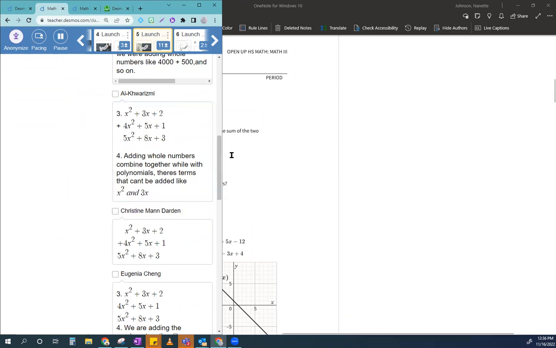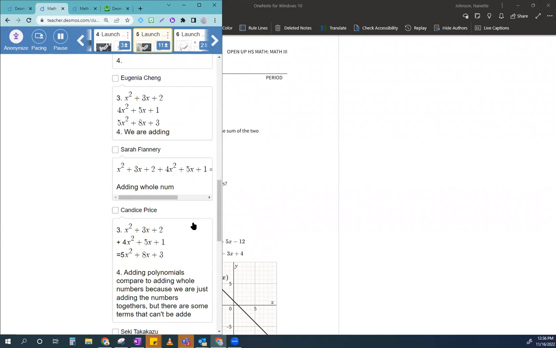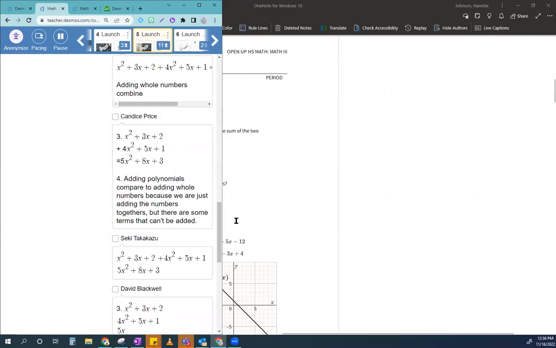Think about money in front of you, okay? I have a $100 bill and I have two $10 bills. Do I have $3 now? No, I have 100 and two tens. I have $120. Okay, very good. And polynomials, good. Very good. So all of these are great.